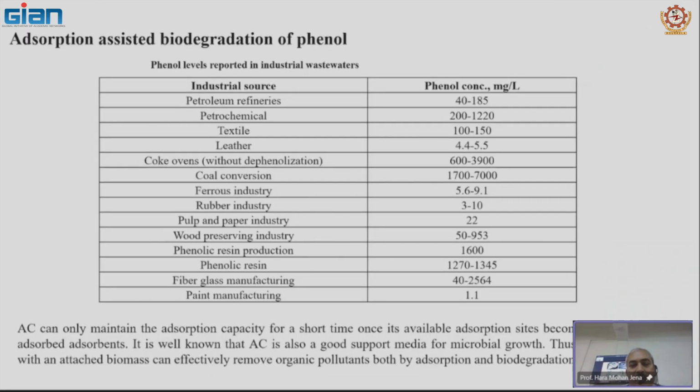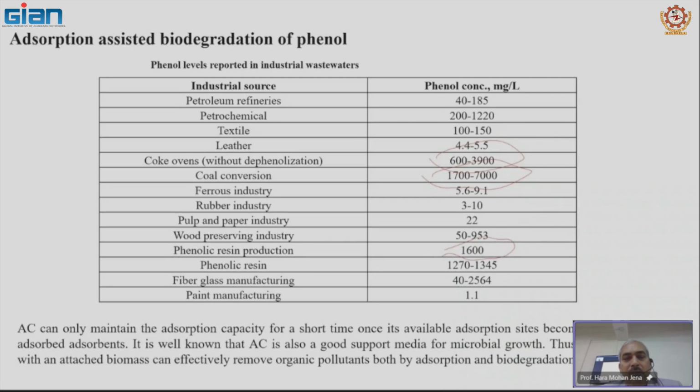Then adsorption assisted biodegradation of phenol. The industrial wastewater contains a significant amount of phenols, as you see: phenolic resin production up to 1600 milligram per liter we get. Then in coal conversion it is 1700 up to 7000 we get, and in coke oven the effluent contains 600 to 3900 milligram per liter.